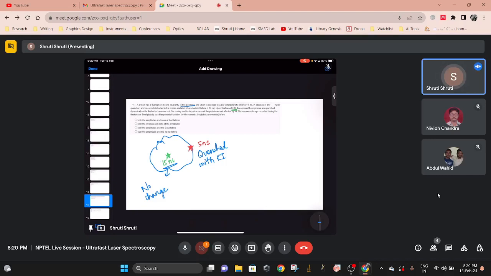If the protein changes structure, there will be different interactions with the fluorophores, and the lifetime will change, because lifetime depends on the environment. Now, the fluorescence decays recorded during the titration are fitted globally to a bi-exponential function. So you have A_i e to the power minus t by tau.